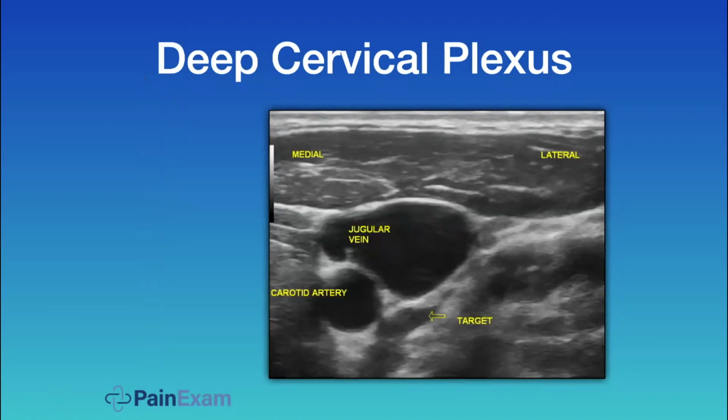The deep cervical plexus block, okay, pain docs don't really need this one. This is more for the anesthesiologist when you're doing your carotid artery surgeries. You could just stick the needle deep to the carotid artery, right where my target is over here, and you're getting the nerves at the posterior aspect of the carotid sheath.